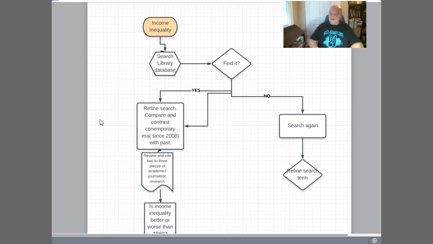I don't know if anyone has written a flow chart, perhaps in a computer class, but this is a technique that is borrowed from computer science flow charting. So let's look at the various stages here. The first one is the statement of the problem: income inequality. Now that's a pretty broad topic.